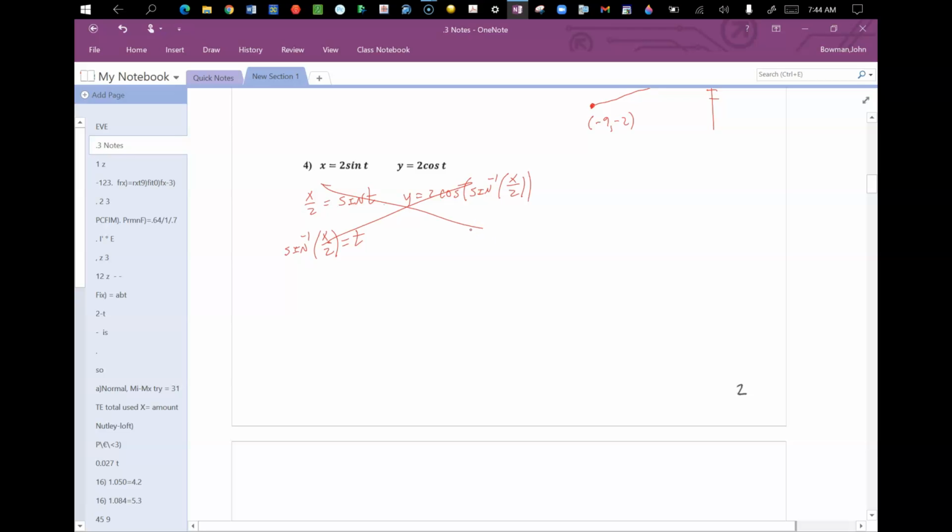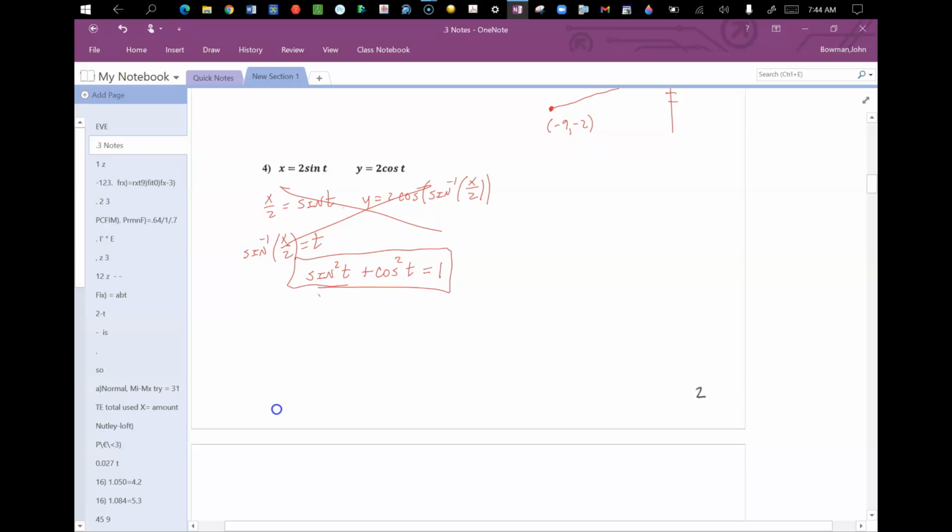We're actually going to use a trick here. And the trick is the following. It turns out that there's a relationship between the sine and the cosine such that sine squared of t plus cosine squared of t is equal to 1. And we can actually prove this by using the Pythagorean theorem. It's actually pretty simple to do, but for right now, you should just accept that as a fact. So we're going to use that to help us eliminate the parameter.